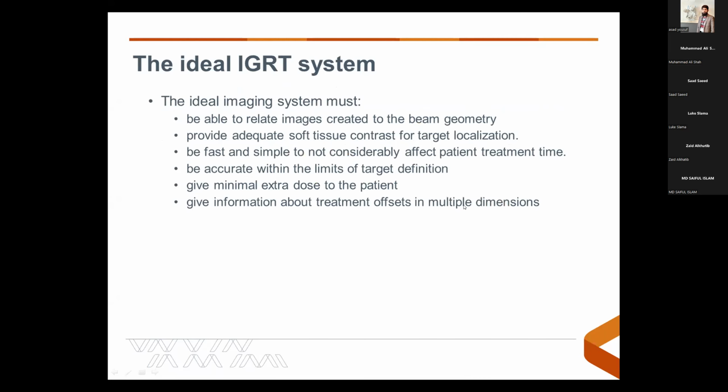So the ideal system must be able to relate images created to the beam geometry, provide adequate soft tissue contrast for target localization, be fast and simple to not considerably affect patient treatment time, be accurate within the limits of target definition, give minimal extra dose to the patient, and give information about treatment offsets in multiple dimensions.